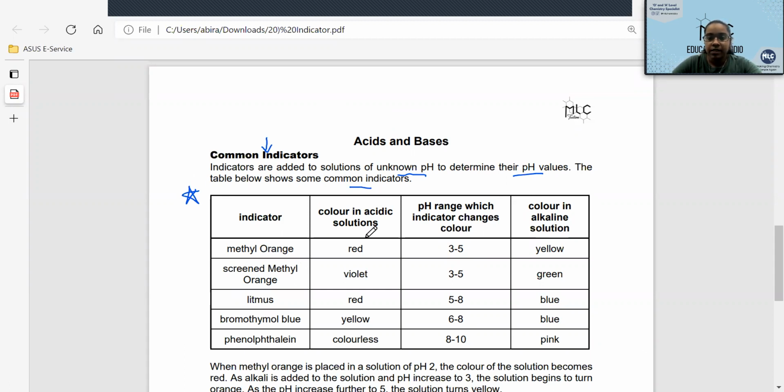Methyl orange, you need to know that there's a difference in color in the acidic solution and in the alkaline solution. In the acidic solution, the color of the indicator for methyl orange is red. However, in alkaline solution, it is yellow. You also need to know what pH range the indicator changes color. So for methyl orange, it is from 3 to 5. And you need to know for other indicators as well because the pH range varies.